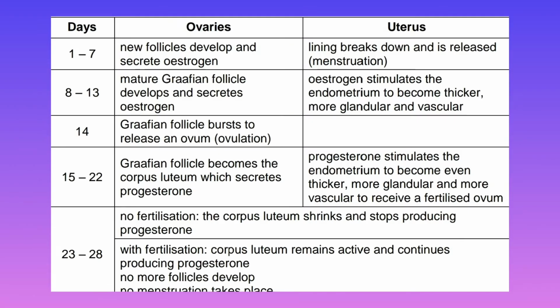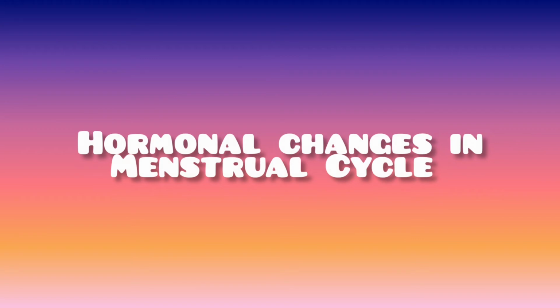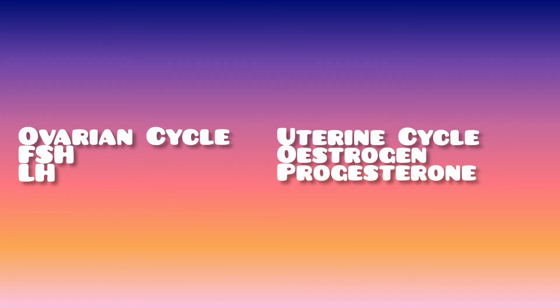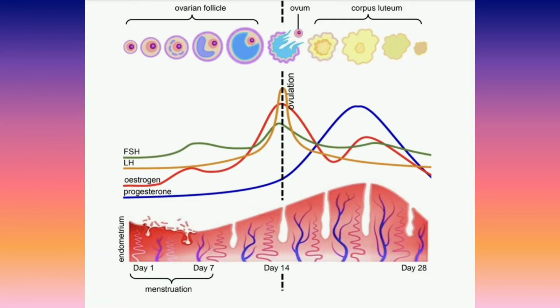The following table summarizes the changes in the ovarian and uterine cycle. Note within the table how the activities that happen in the ovary affect the activities that happen in the uterus. As you've been seeing during these two cycles, the menstrual cycle is highly controlled by hormones. The ovarian cycle is influenced by FSH and LH, whereas the uterine cycle is influenced by estrogen and progesterone. The levels of hormones change during different stages of the menstrual cycle and have influence on one another.